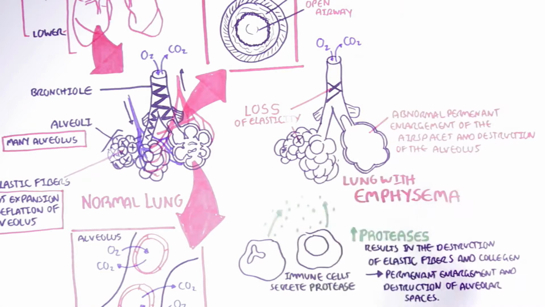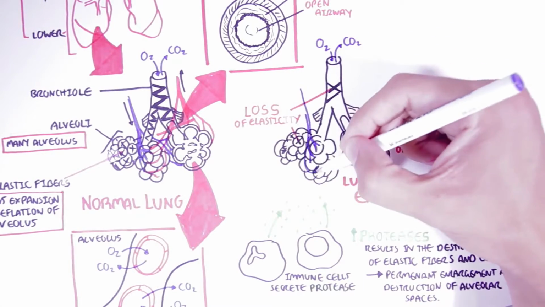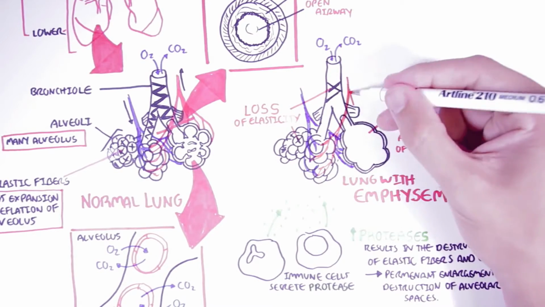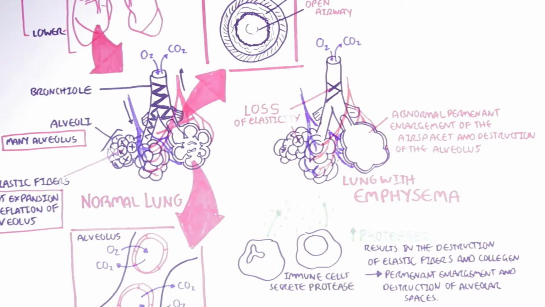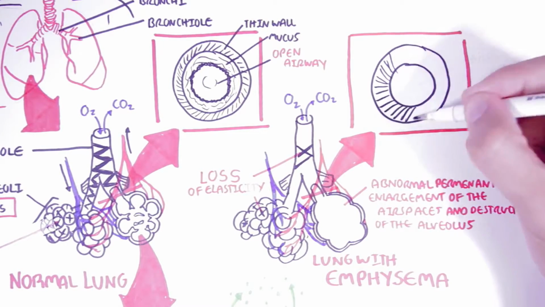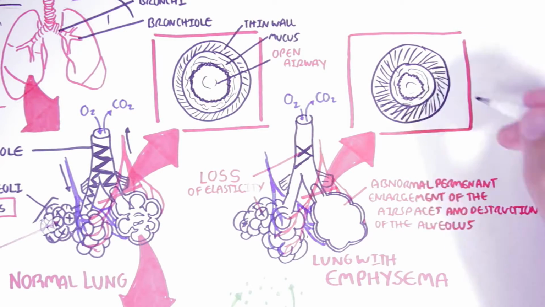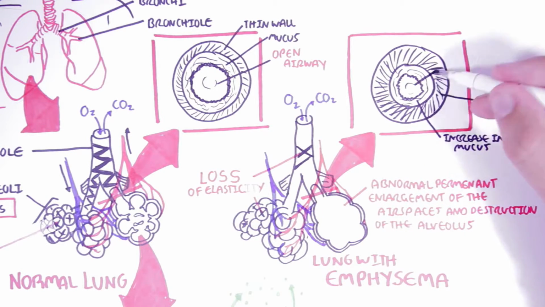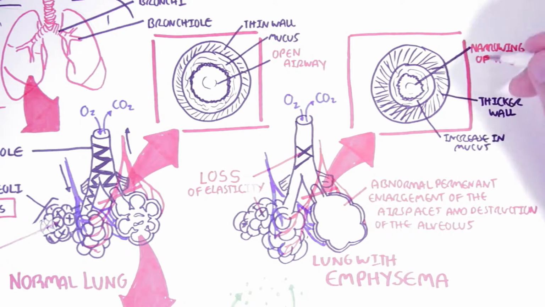Of course, we still have the blood supply and oxygen exchange that will be affected due to the damage of the alveoli. And cutting a cross section of the bronchiole with emphysema, we see a thicker wall to compensate, an increase in mucus due to inflammation, all of which contribute to the narrowing of the airways. Now, the narrowing of the airways will cause difficulty in breathing. In particular, it will cause shortness of breath and discomfort.